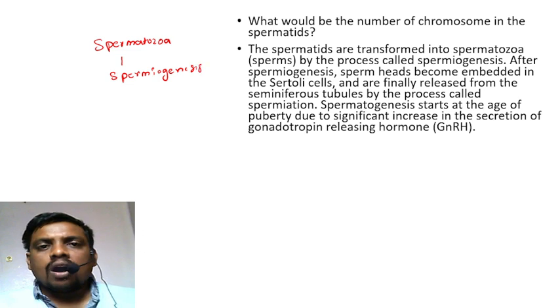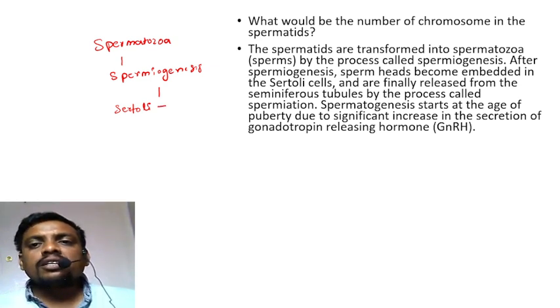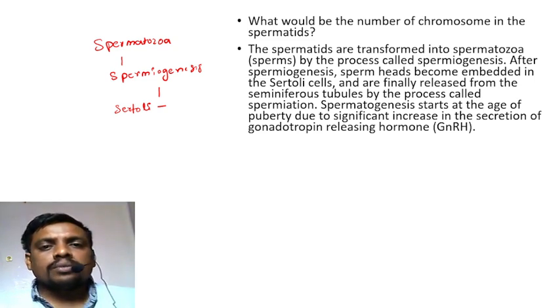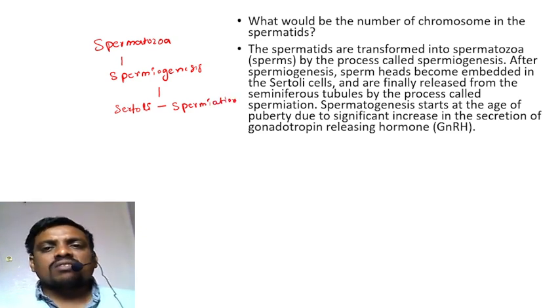Spermiogenesis. After spermiogenesis, the sperm heads become embedded in the Sertoli cells. They are finally released from the seminiferous tubules by the process called spermiation. What is that? The process called spermiation. So spermatogenesis starts at the age of puberty.